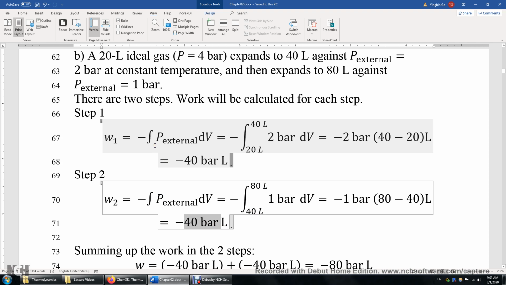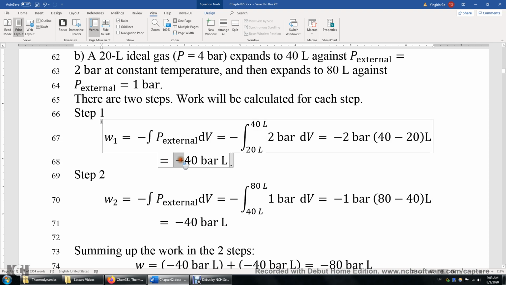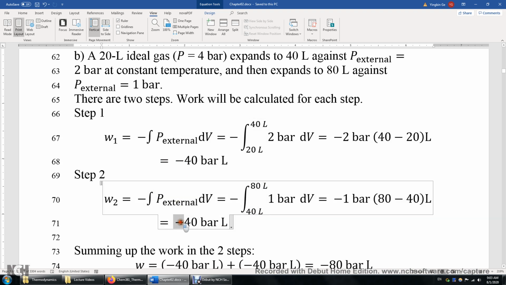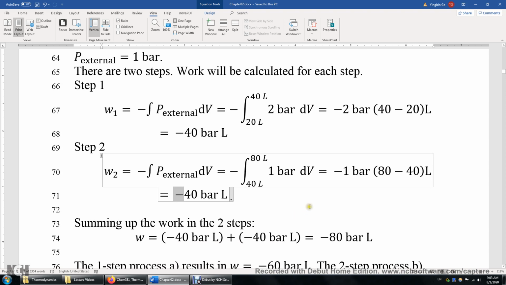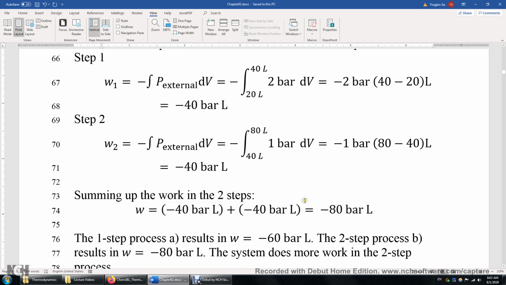So in step 1, the system does 40 bar liters of work to the surroundings. Therefore, it's negative. Step 2, again, the system does work to its surroundings. We sum it up. Overall, in this 2-step process, the system does 80 bar liters of work to its surroundings. Therefore, we put a negative sign here. Again, when the system does work to its surroundings, the internal energy of the system decreases, assuming Q is 0.